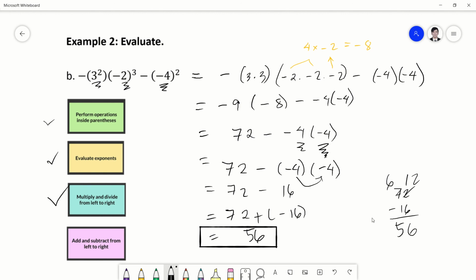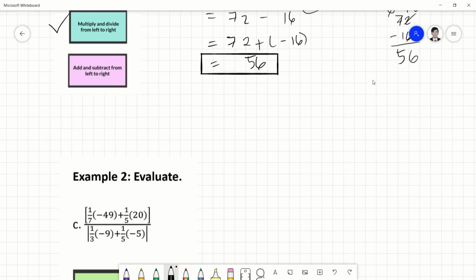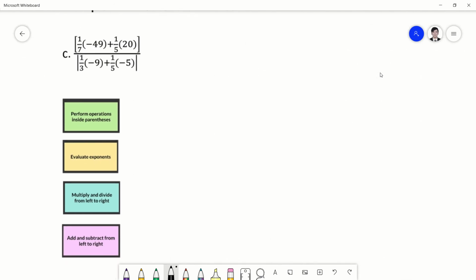Let's proceed to our last example, C. This time, this involves fractions. So it's up to you how you will end your answer as long as you're doing the correct rule. Whether you will convert that fraction to decimal because you're more comfortable dealing with decimals compared to fractions, or you can just take it as if you're dealing with the same problem in the given situation.